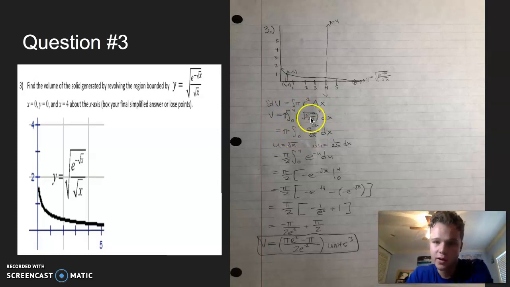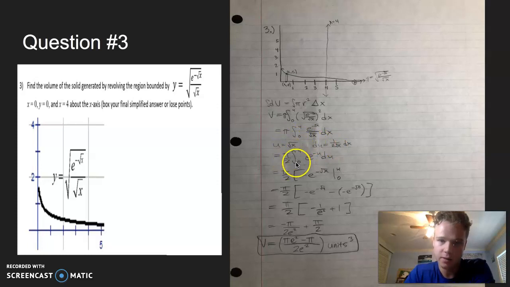And then I squared that and got this value. So then I figured out that you're supposed to do u-substitution for this problem. So I made u equal the square root of x, and then du equals 1 over 2 times the square root of x dx. And then I plugged those numbers in and got pi over 2, because I brought this 2 out of the integral to make pi over 2 instead of pi, times the integral from 0 to 4 of e to the negative u du.